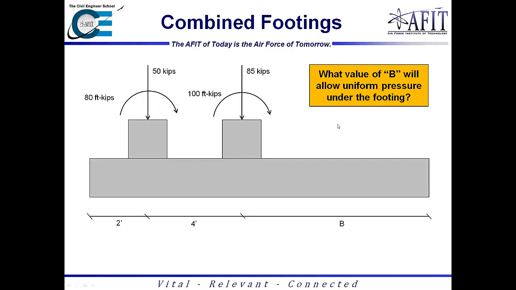Getting into combined footings, the question I have for you right now is: what value of B will allow uniform pressure under the footing? The way we're going to calculate this is by determining the resultant force and then figuring out where the resultant force is. Since I know uniform pressure means the force had to be applied at the mid-width, or exactly half of the width, I can multiply the location of the resultant by 2 and then subtract 6 to get the actual width we need, or the actual B.